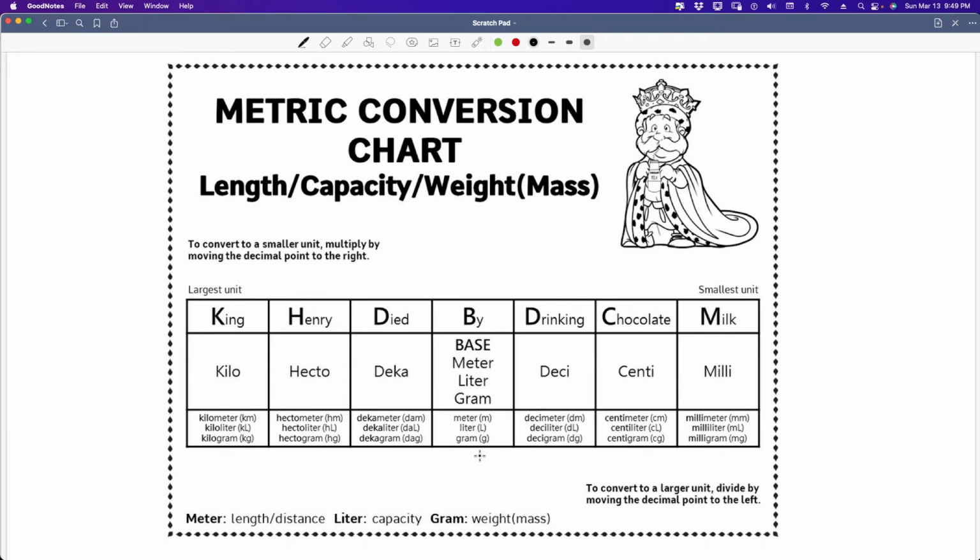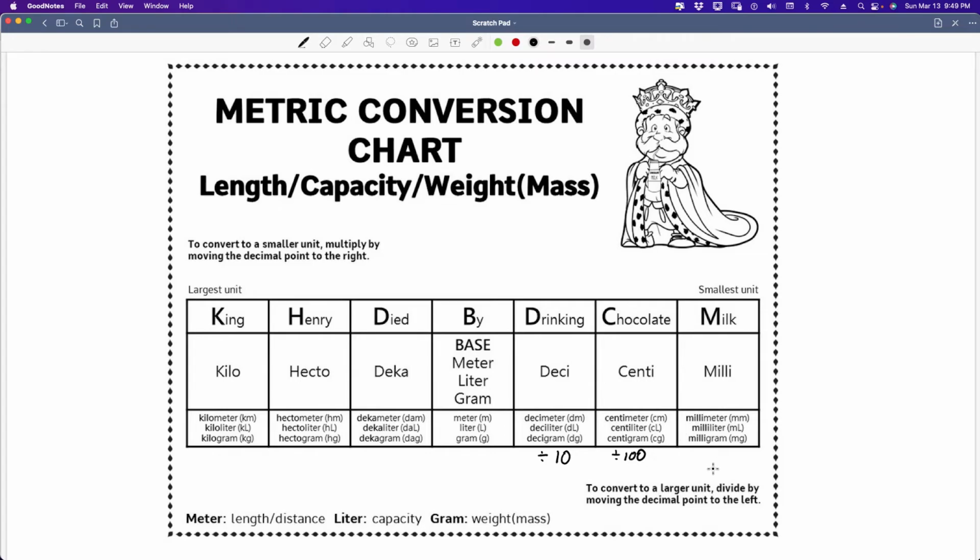And each one of these is an upgrade by 10. So a decimeter is the base unit divided by 10. A centimeter is going to be this base unit divided by 10 divided by 10. And we know that divided by 10 divided by 10 is the same thing as divided by 100, right? So let me just rewrite this. You just add a 0 to it basically. So this is going to be divided by 100.